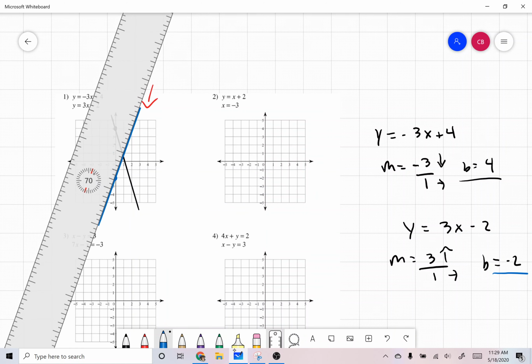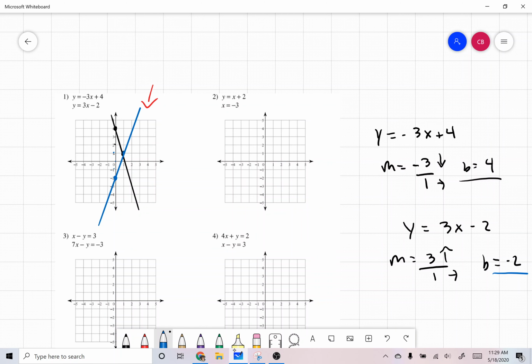So we go ahead and draw the line. And what point is that? That is this point right here at 1, 1. So that would be your answer for this. That is what solves the system.